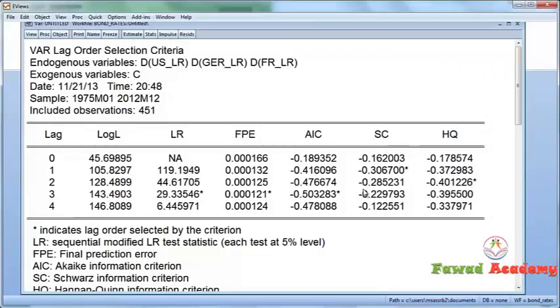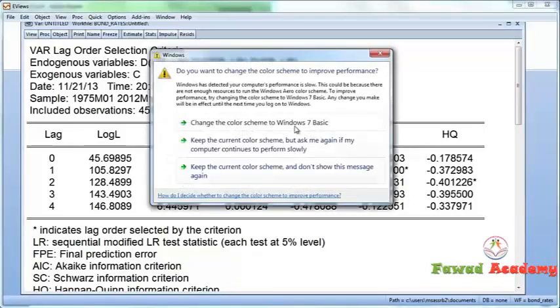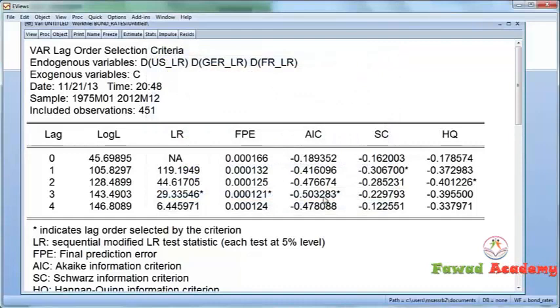And let's see what we can find here. We have all sorts of different criteria here. Let's only look at the Akaike and the Schwarz criterion. These are the ones we are familiar with. And we can see that the Akaike criterion selects a lag order of 3. Okay, that's where we can find the asterisk. It's the smallest value of that particular information criterion. And the Schwarz information criterion selects a lag of 1.